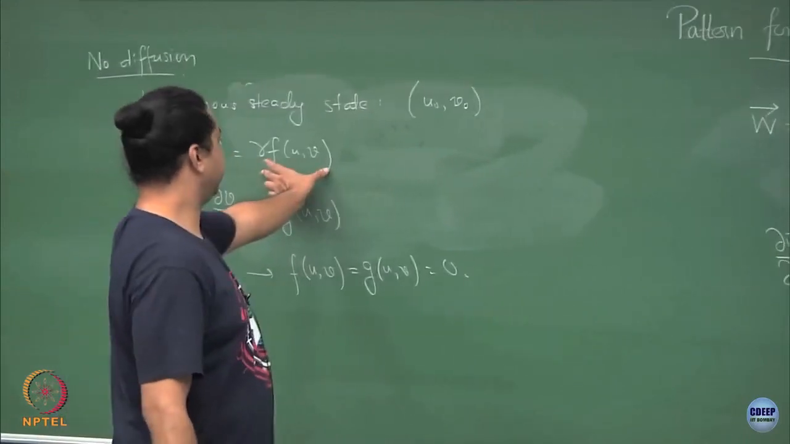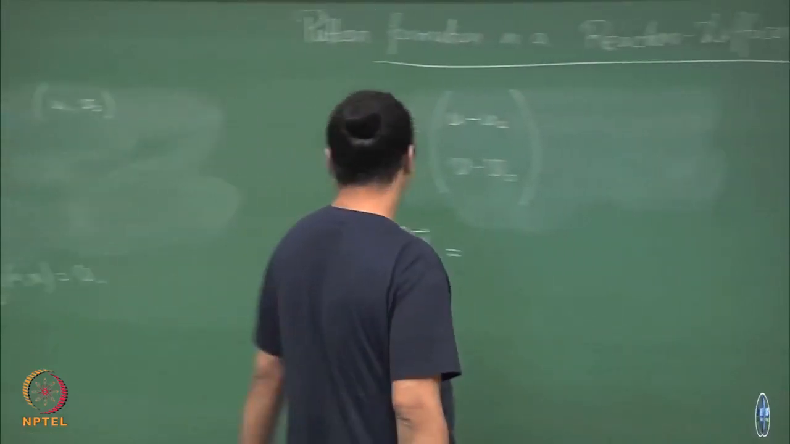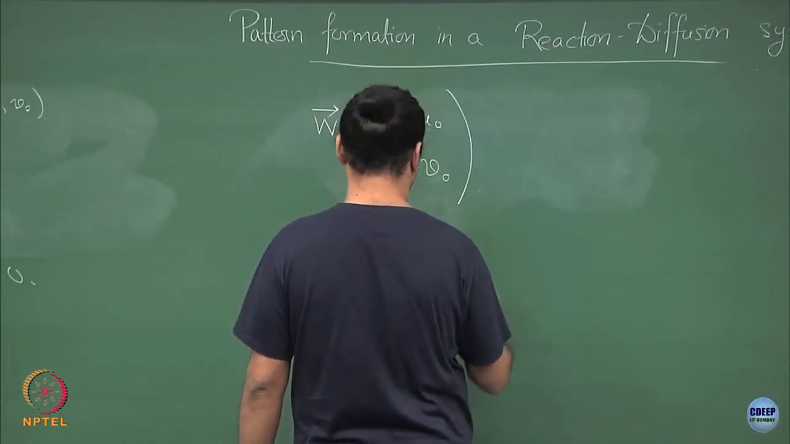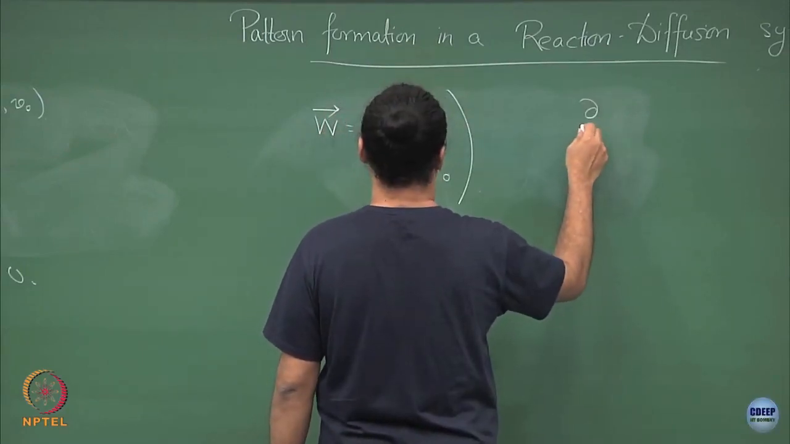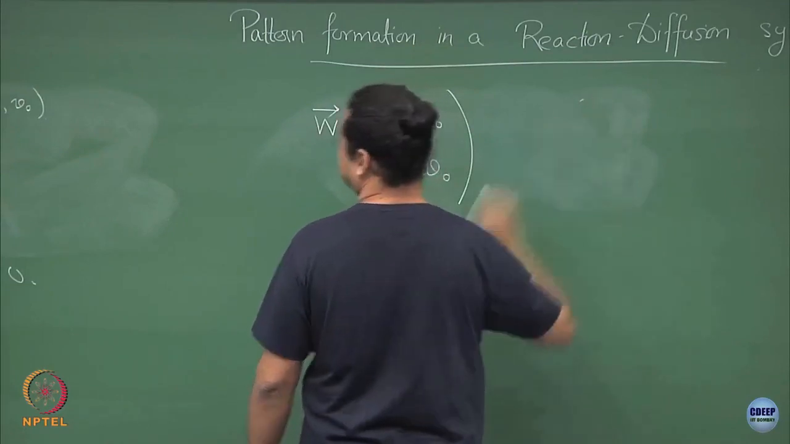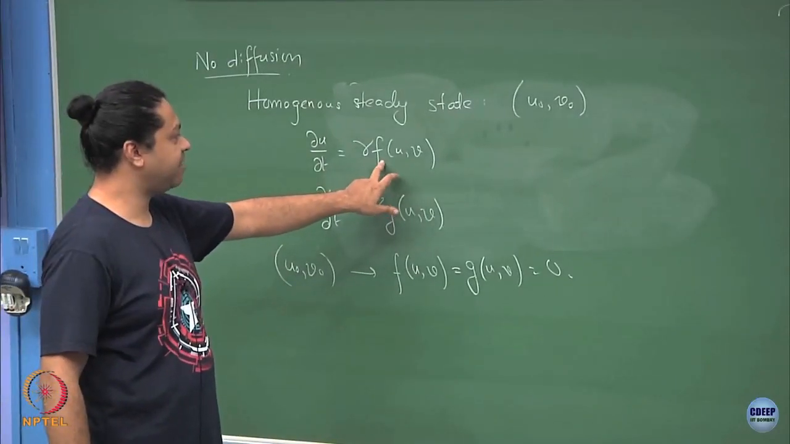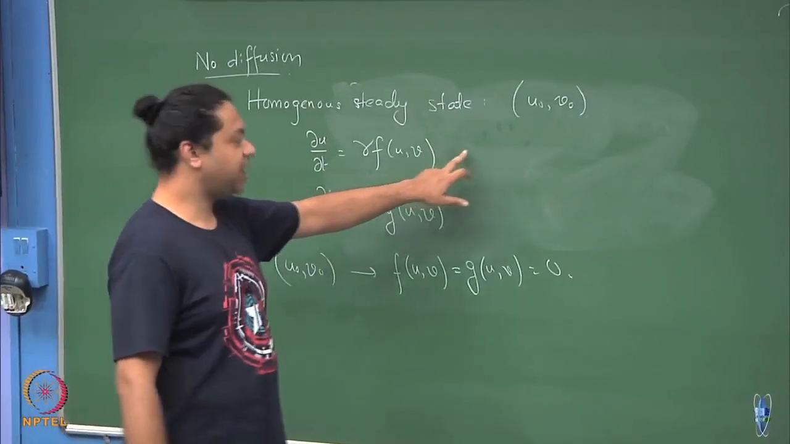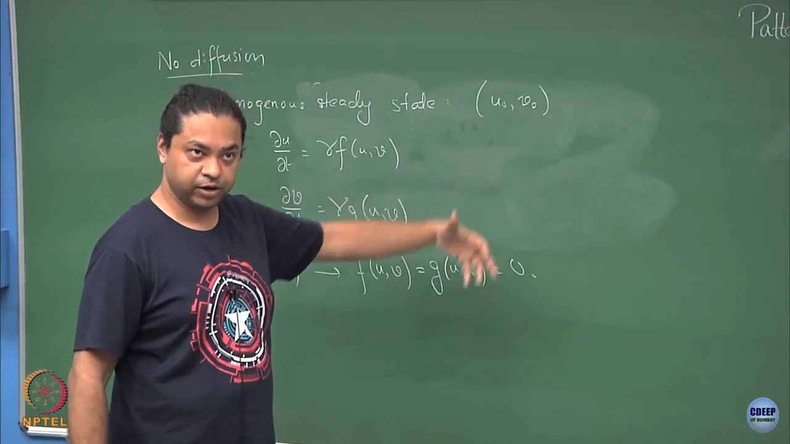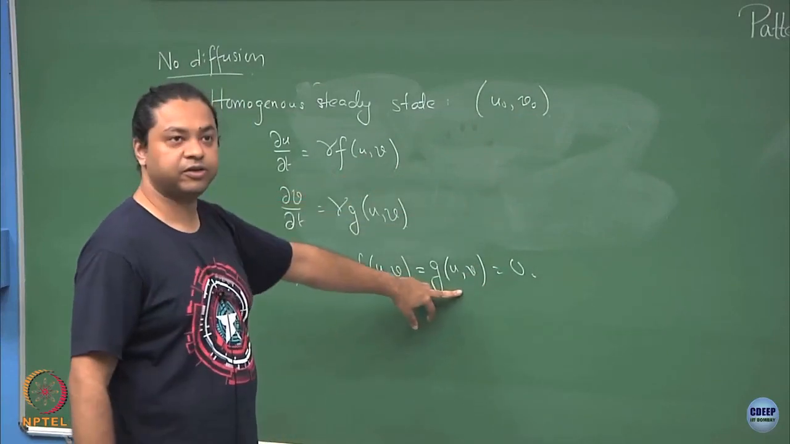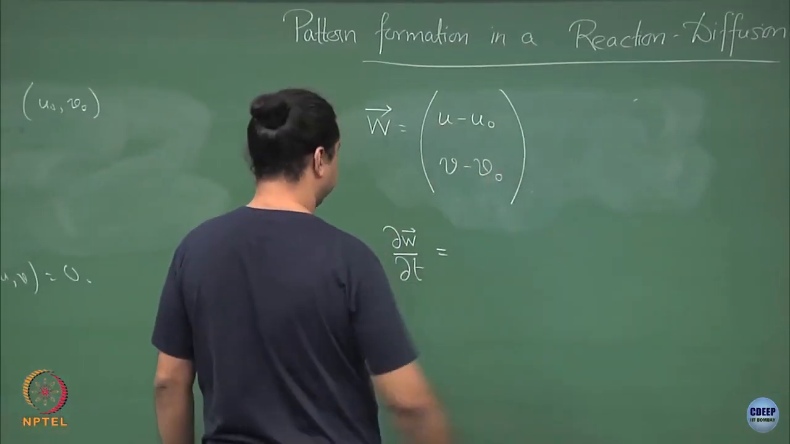So, if I do a Taylor series expansion of this F and G terms around the steady state, the first term will be F at U naught comma V naught, plus delta times del F del U, delta times del F del V and so on. The F at U naught comma V naught is of course 0 because I am expanding about the steady state, which means that if I write it in matrix form, what will I get?